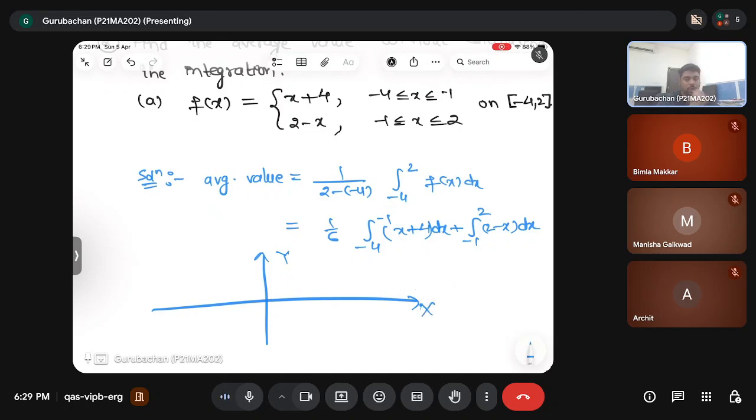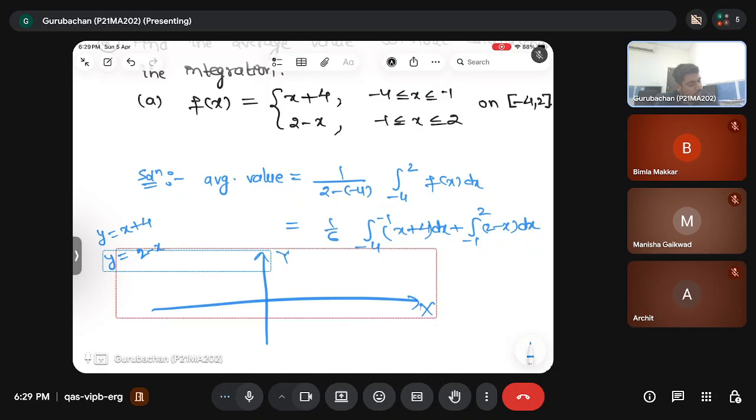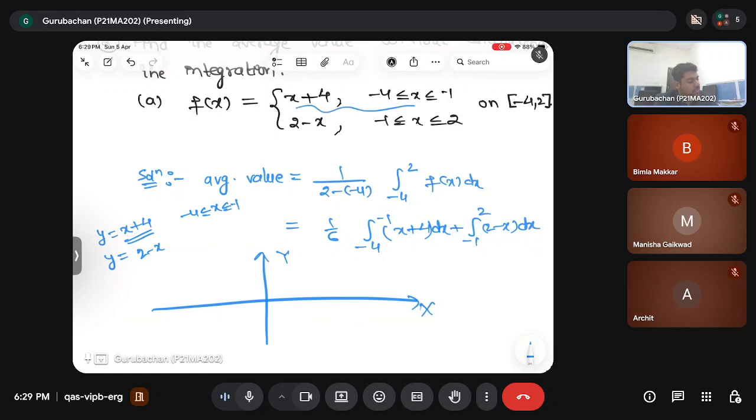So you know that the integral from a to b of f(x) dx corresponds to the area under the curve f(x) from a to b. So you need to draw the graph of these lines. The first line is y equal to x plus 4, and the second line is 2 minus x. The first is for minus 4 to x to minus 1, and this is minus 1 to x to 2.